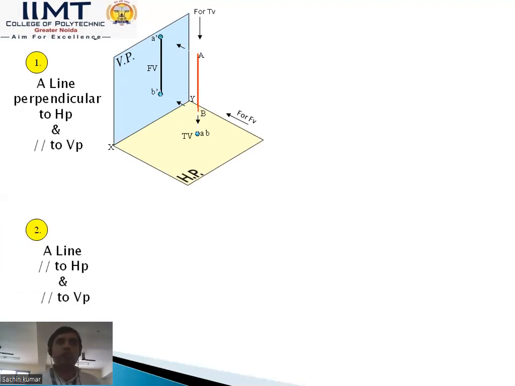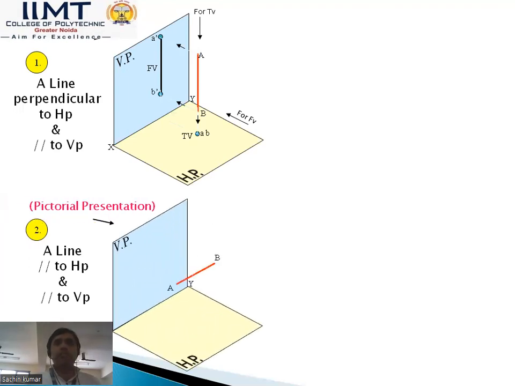Second case: a line parallel to HP and parallel to VP. This means line AB is parallel to both HP and VP. So first we see which view gives the true shape.